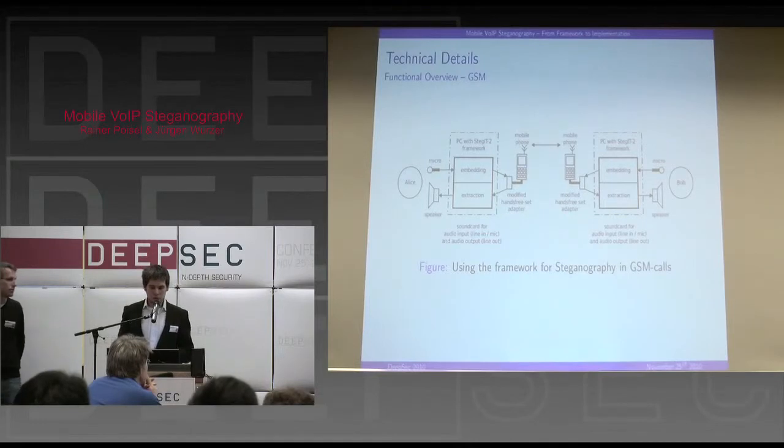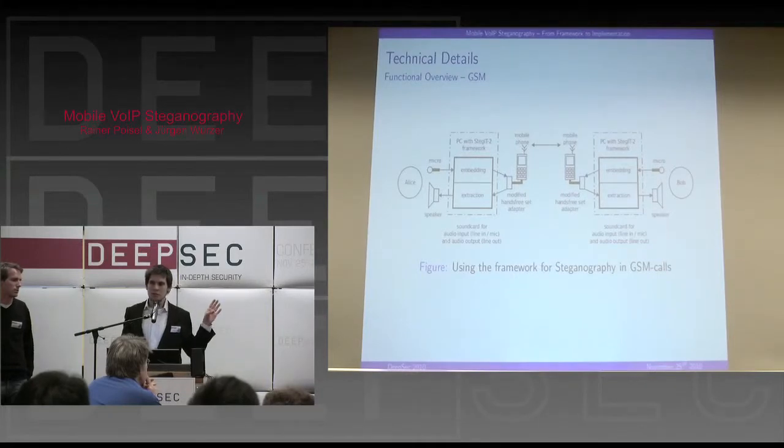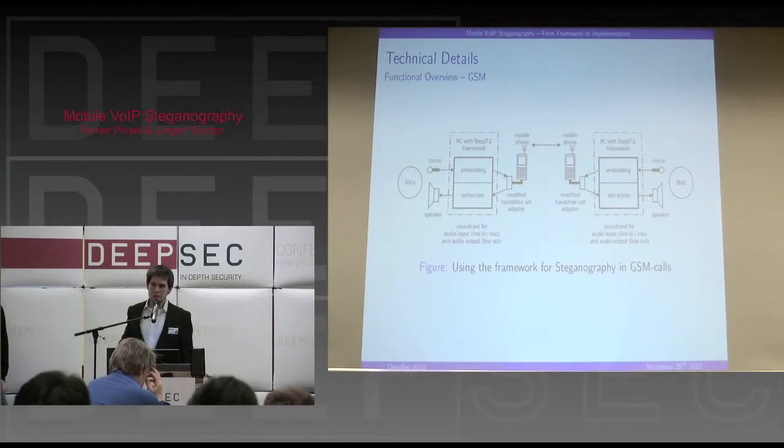So we can also use the same scenario for GSM calls. It has to be mentioned that in GSM, the auditive information is compressed radically. So it's really lots of information loss involved. So we need to develop or to implement a very secure or robust algorithm. And we did it.